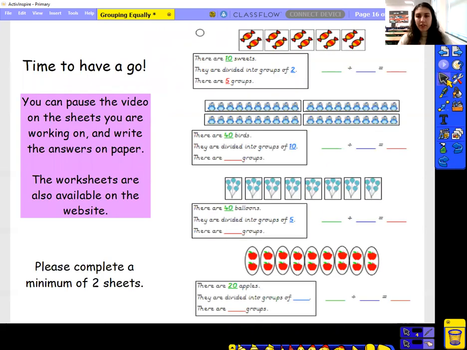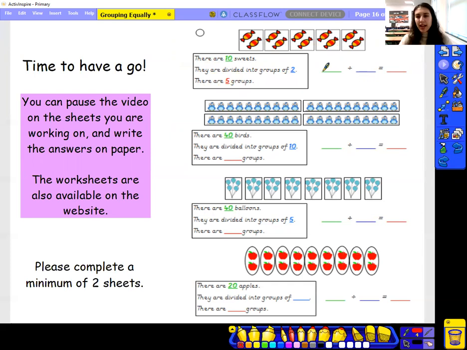Okay, it's time for you to have a go by yourself then. So the circle sheet today is the division equation is there for you to fill in, but you also got this run through of what we mean by this division equation. So here I've got some sweets. There are 10 sweets. They are divided into groups of 2. So you can see that here. I've got my groups of 2. There are 5 groups. 1, 2, 3, 4, 5.